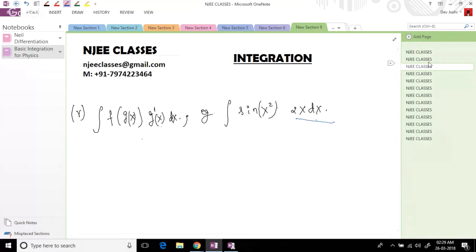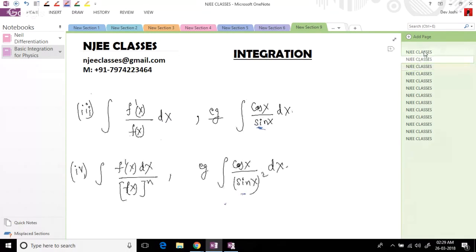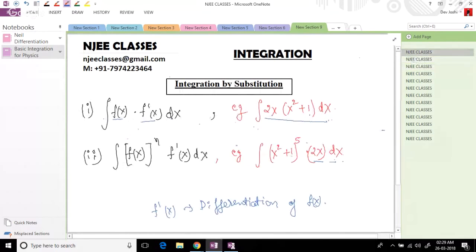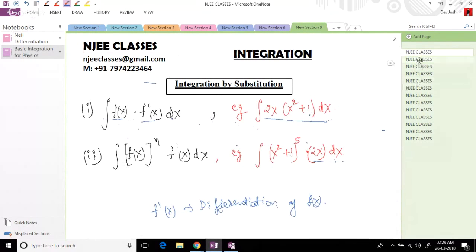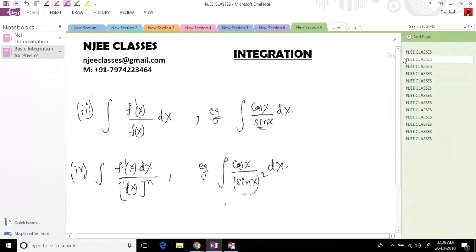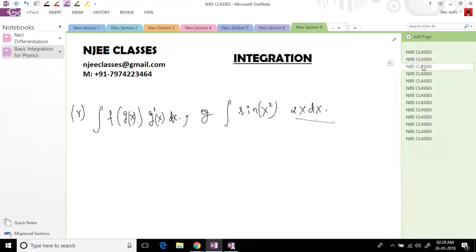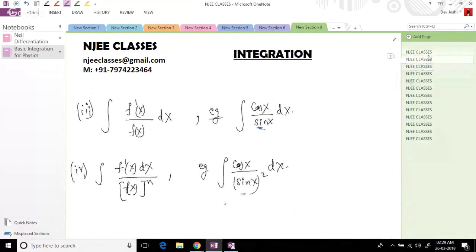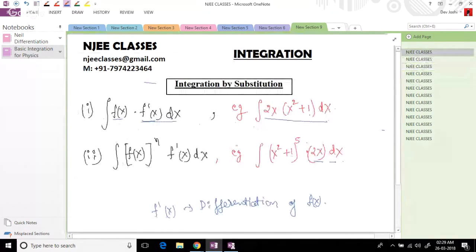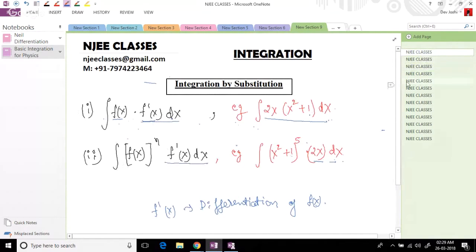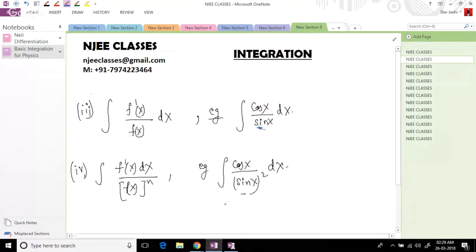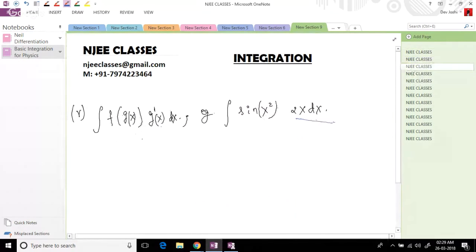In all the formats, we simply have to use integration by substitution. The basic thing you have to understand from all these formats is that the function can be anywhere. It can be in the numerator, in the denominator, or inside another function. But the differentiation is always in the numerator. Have you seen that? f dash x dx, f dash x dx numerator, g dash x into dx numerator.